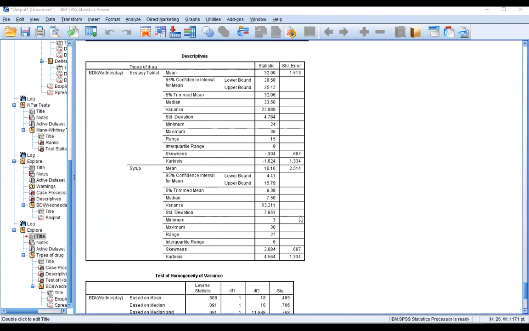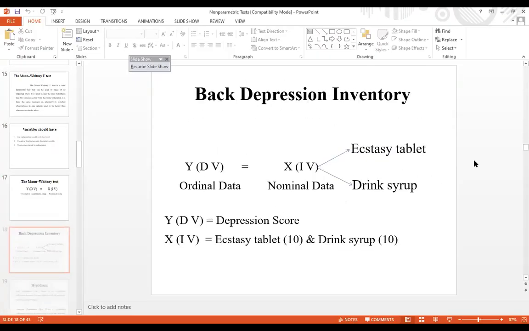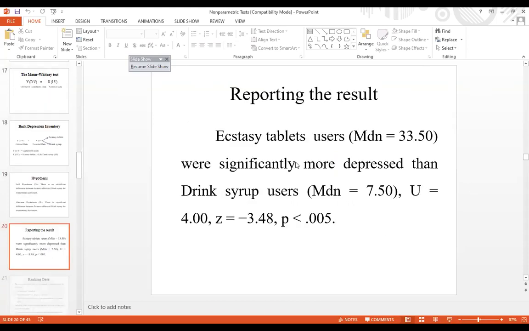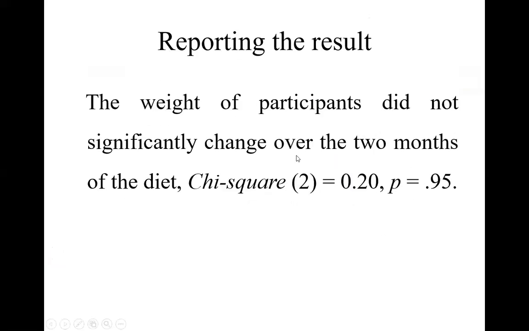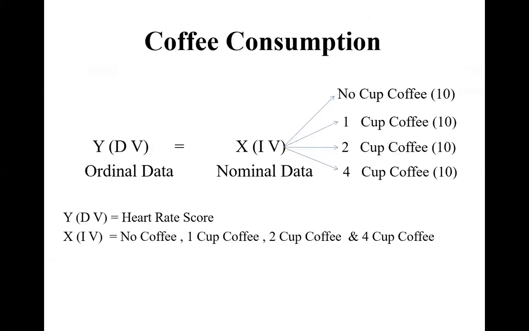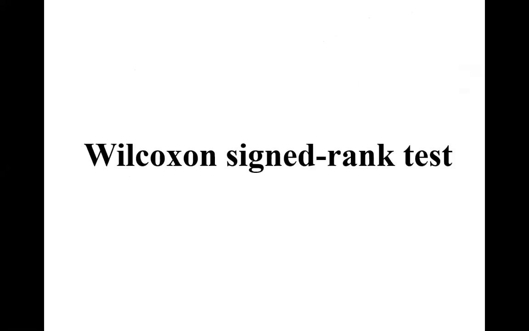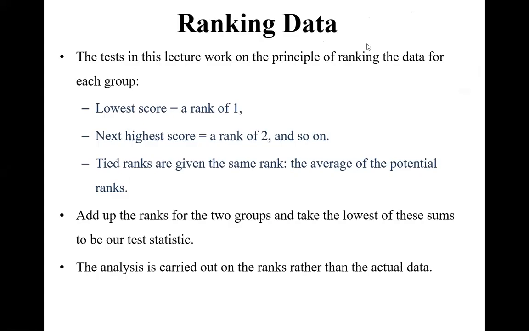Now the question is how to report the result of the Mann-Whitney U test in our research papers. We should present our result like this. I think you can see this slide. Is it visible, the PPT? Can you see the PPTs?